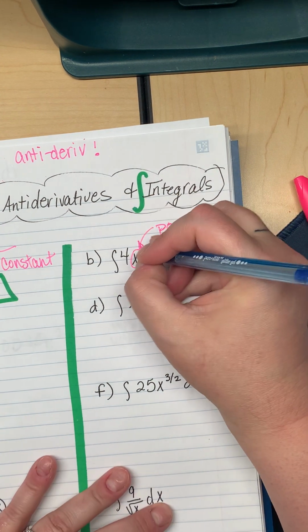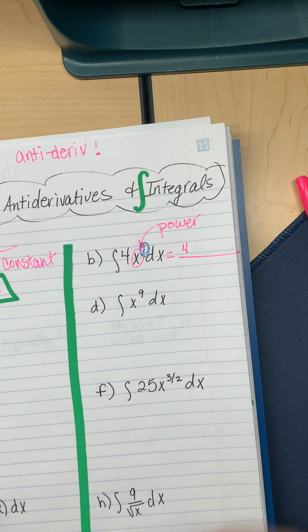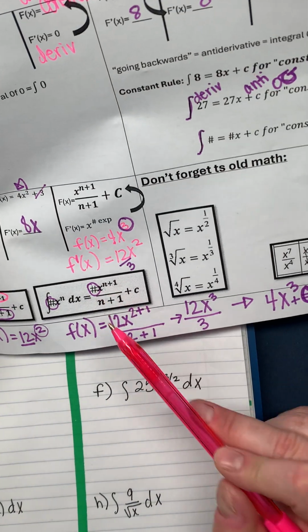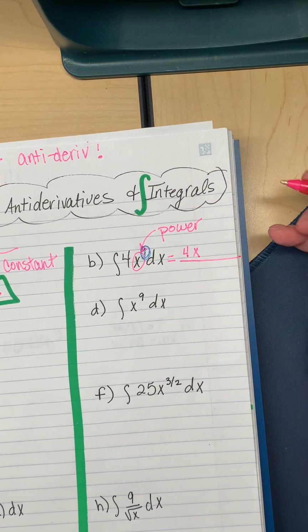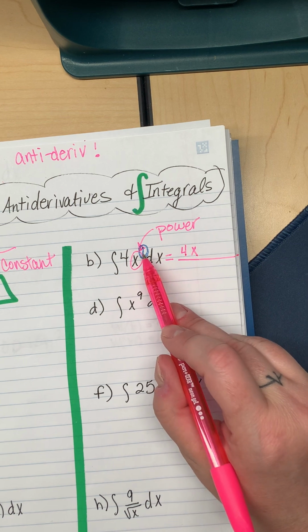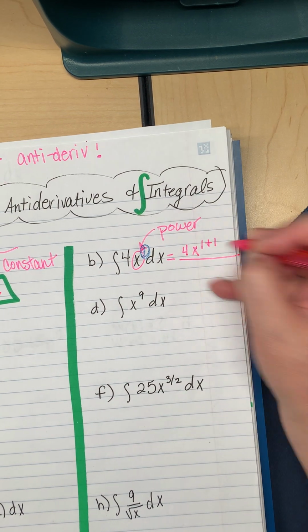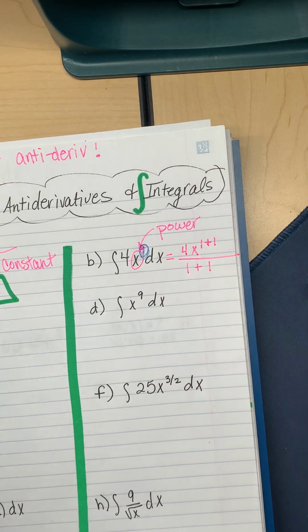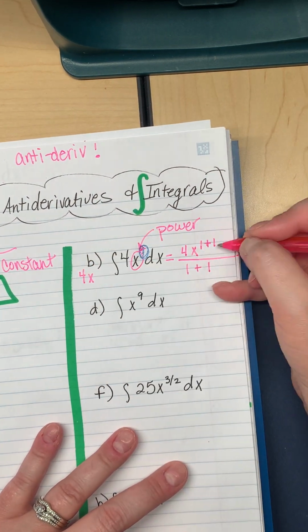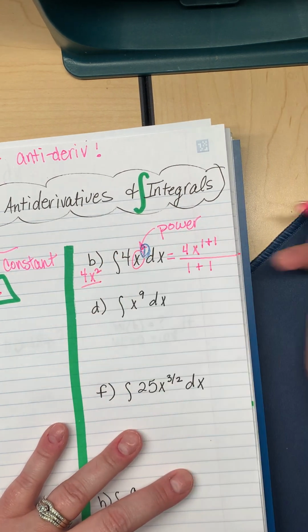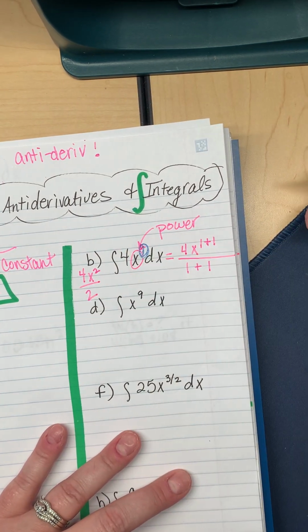So what's the exponent on this x? It's a pretend 1. So I'm going to write in my answer x to the n plus 1, and my n is 1. So x to the 1 plus 1, all over n plus 1, that same 1 plus 1 again. This makes 4x to the 1 plus 1, squared, all over 1 plus 1, 2. Good. And then, don't forget that plus c.